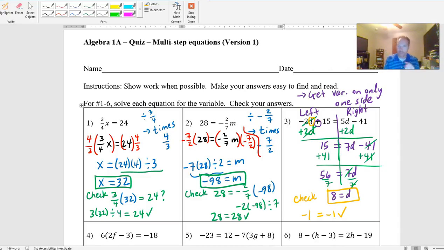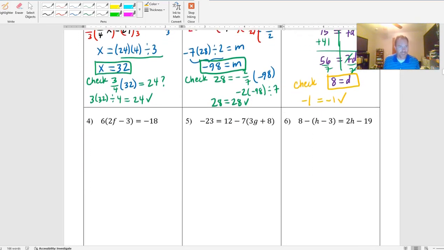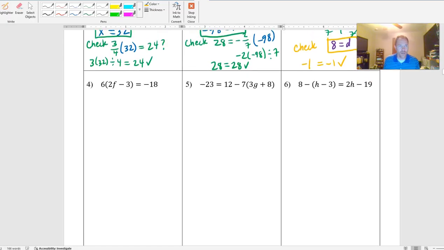So I'm going to add some donuts or subtract some donuts. I'm going to give some 2D, or I'm going to subtract 5D or something like that. Okay. So we jump down here to number 4.